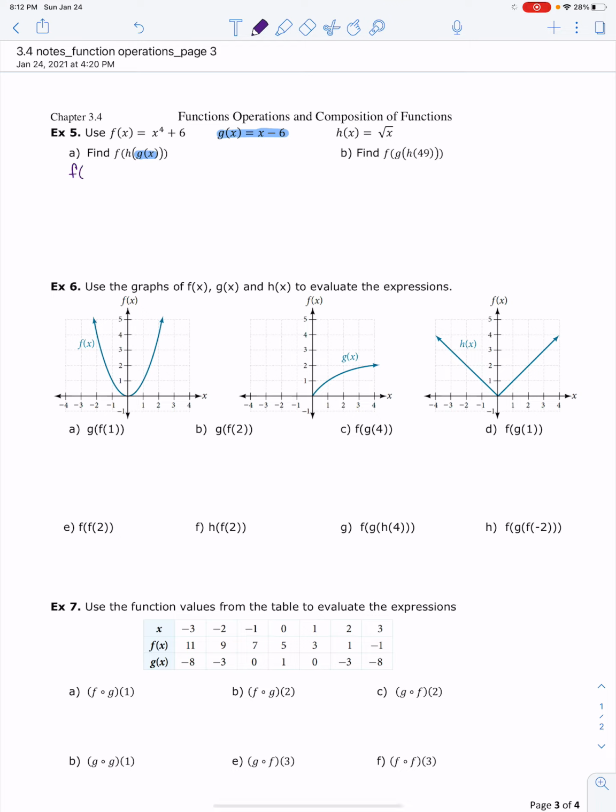So f of h of g of x gives us f of h of our g of x, which is x minus 6. So that's what gets plugged into function h, which is the square root of x. So we have f of now square root of x minus 6. That x minus 6 became the argument for h of x, which is the square root of x.